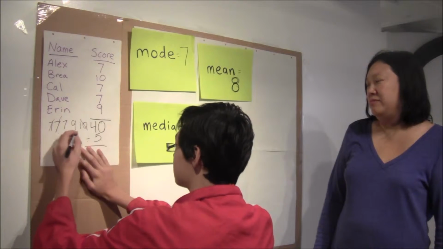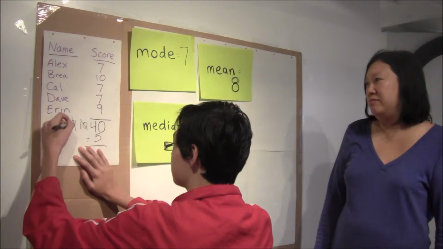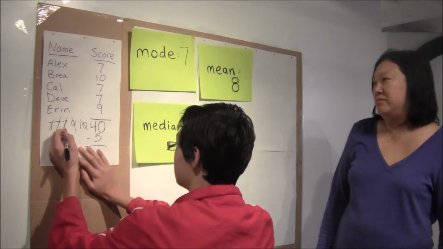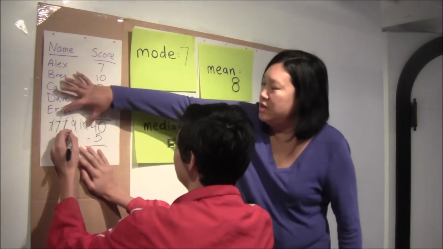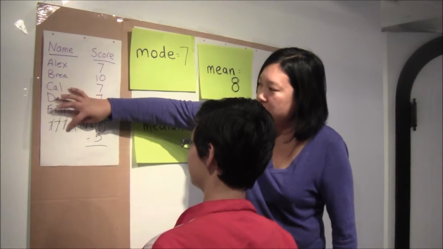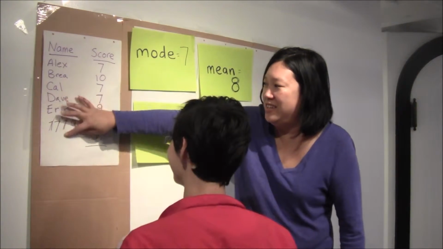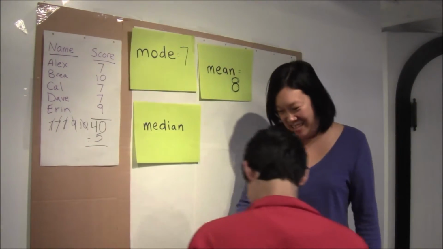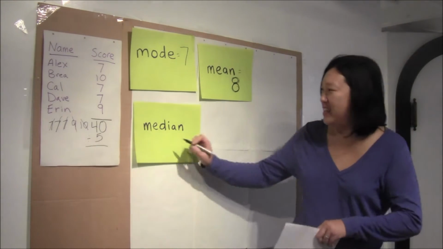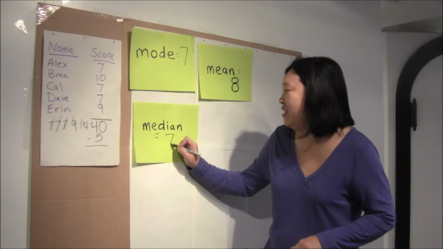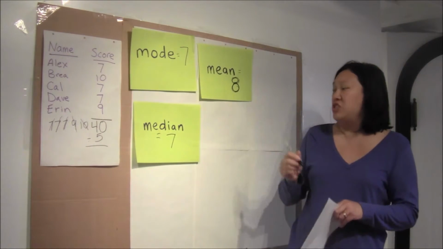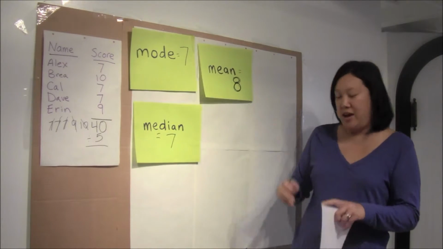So we do this, but there's no number in the middle. So you have to take these two and find the mean. Oh, actually, there's one in the middle, right? Right. So in this case, our median is 7. So in this case, our median and our mode matched up, but our average or mean did not.